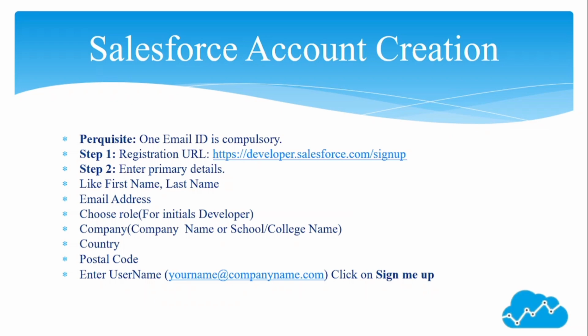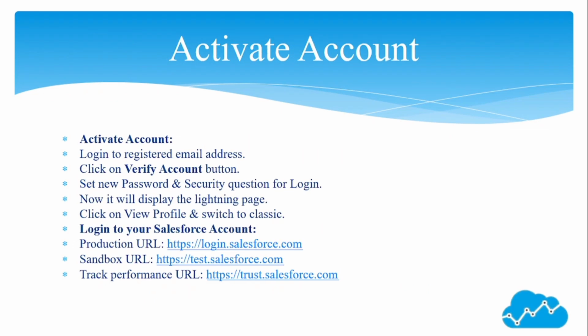Then the at-the-rate symbol is mandatory, followed by the company name or school name or college name. Then the dot symbol is mandatory, and finally com is mandatory. At the end, we have to click on the Sign me up button. It will send an email to the given email ID.